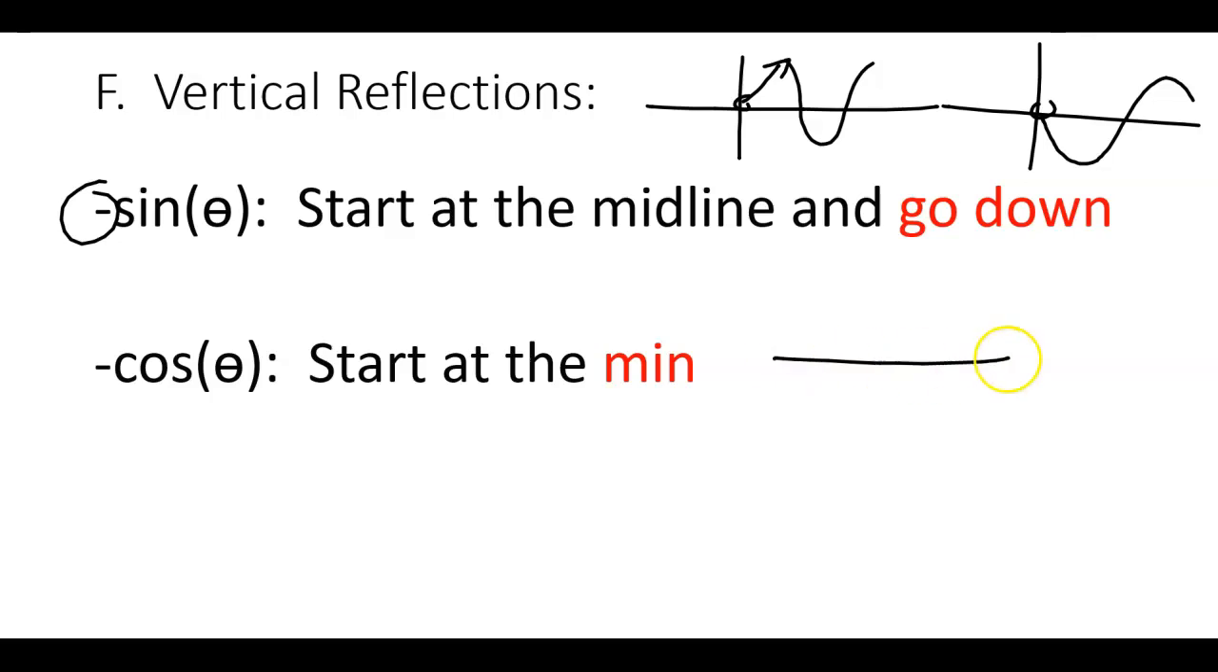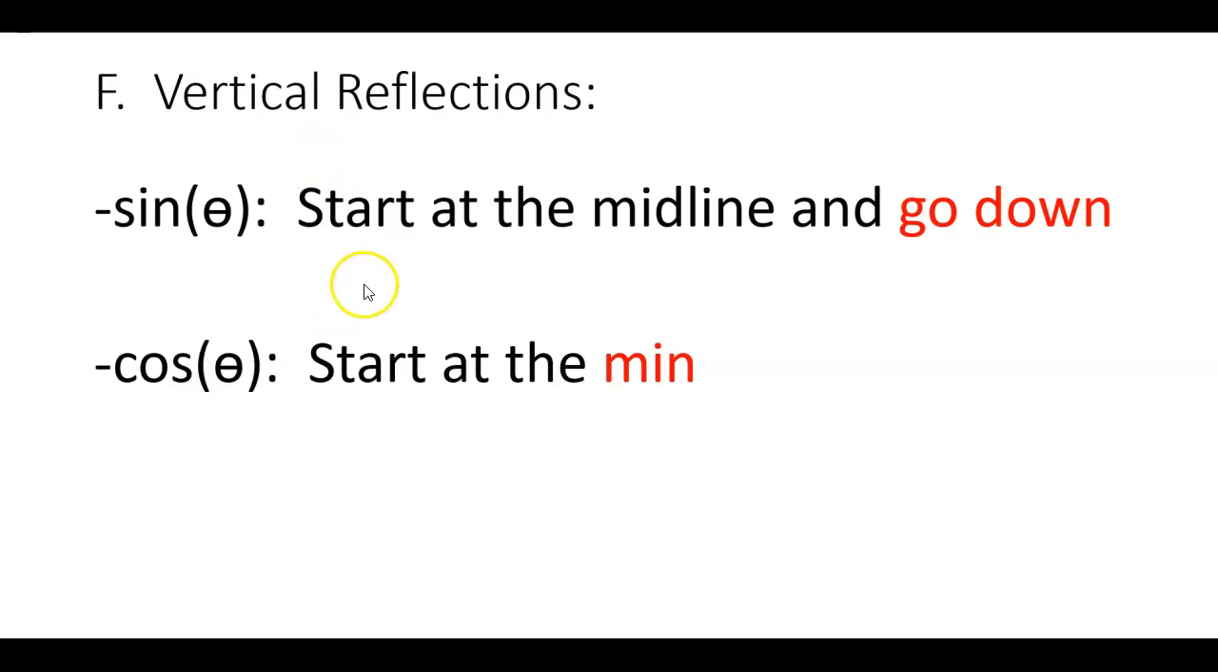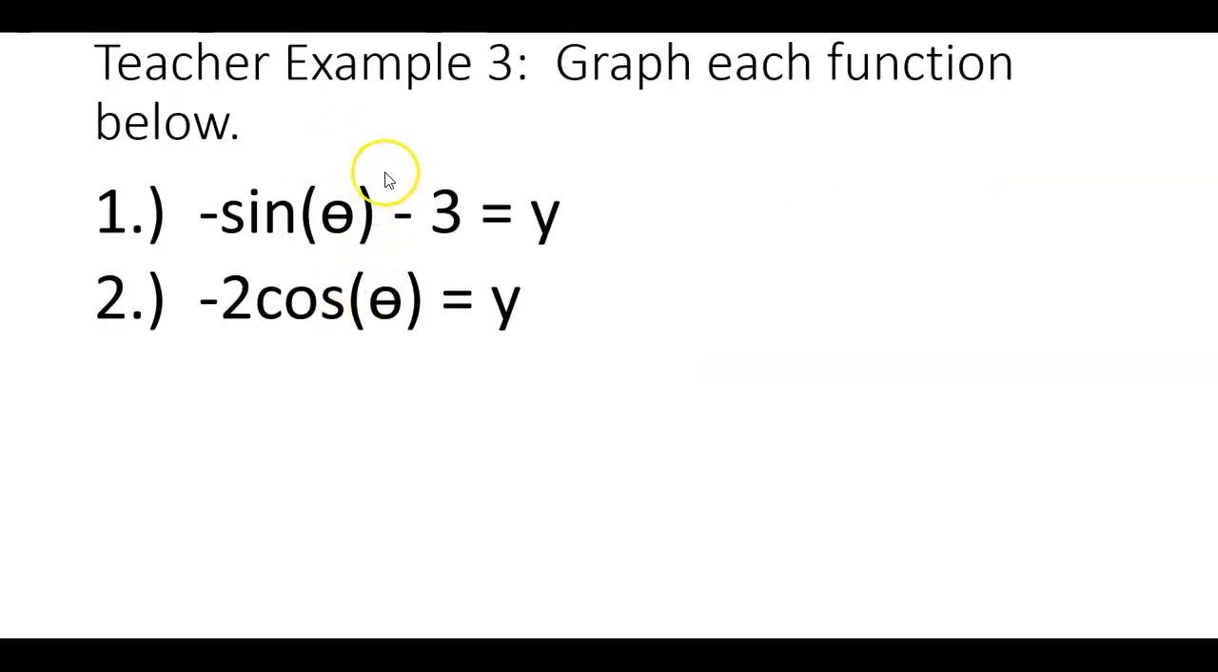Cosine, as you guys know, usually starts at the max and then goes down from there. But if you put a negative in front of it, it's going to flip it upside down so that it starts at the minimum and goes up. So when you have a negative in front, it's basically going to change where you start your graph. So let's do some examples that involve that now.